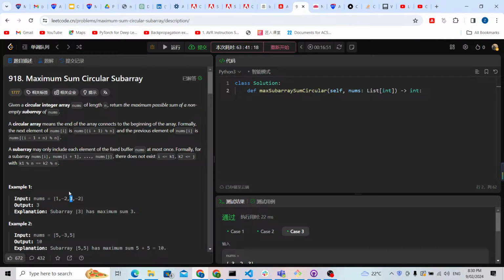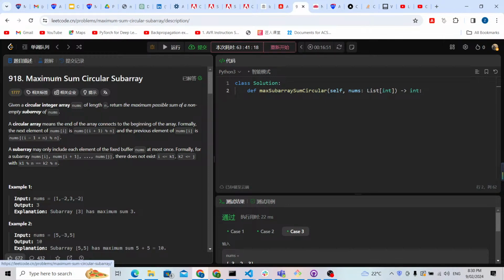Yeah, so for example, this is k1 for index 2, and there's another k2 for index 2. Yeah, it just turns around many times. It does not exist, something like that. Yeah, it just means that there's no duplicate element for the subarray. Yeah, now let's try to solve the problem.